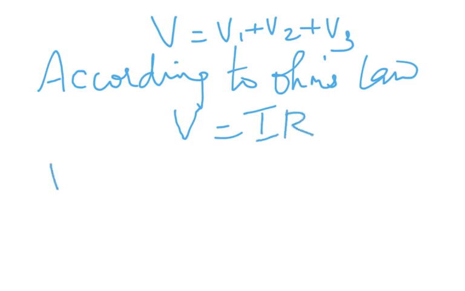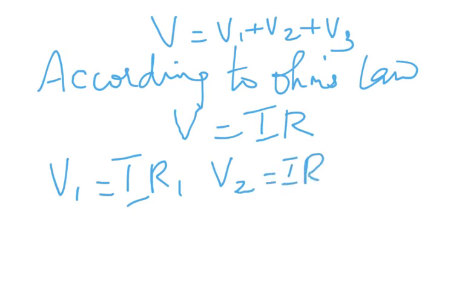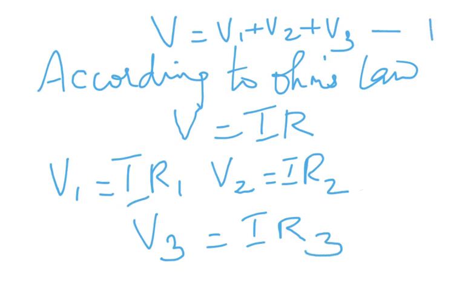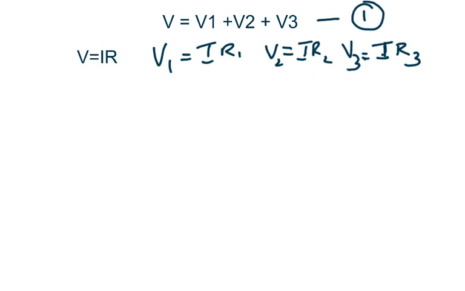The potential difference across R1 will be IR1, the potential difference across R2 will be IR2, and the potential difference across R3 will be IR3. Now we can substitute all this in equation 1.